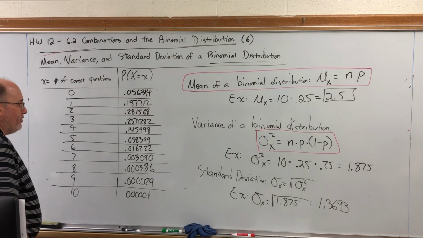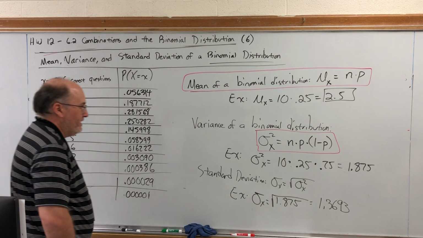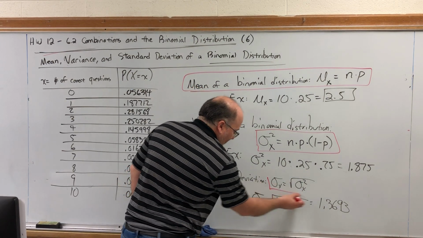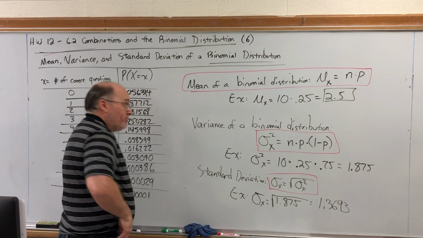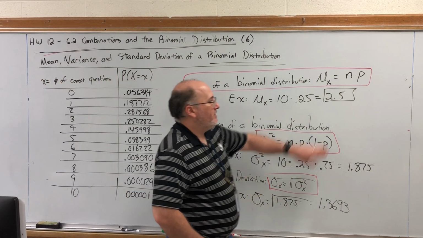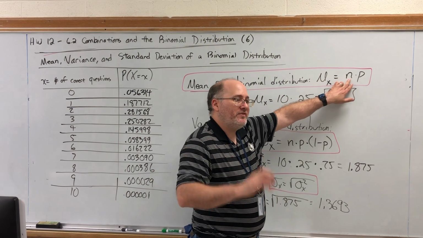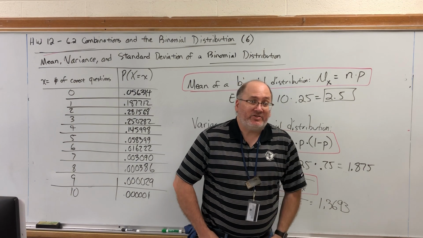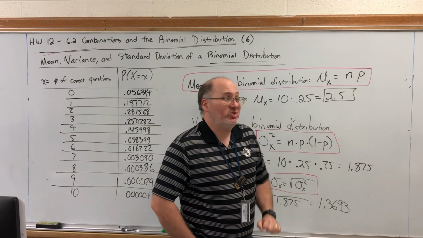And that is the binomial distribution. Its mean, its variance, and square root the variance to get the standard deviation. Really straightforward formulas, just as long as you understand what each letter means. This n is the number of trials, the number of times you repeat an experiment. This p is the probability of a success, whatever is deemed a success.